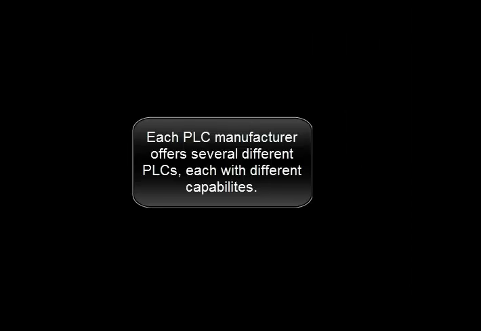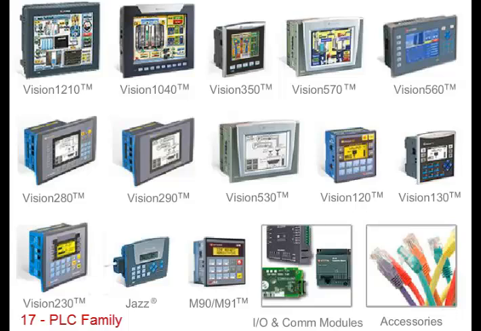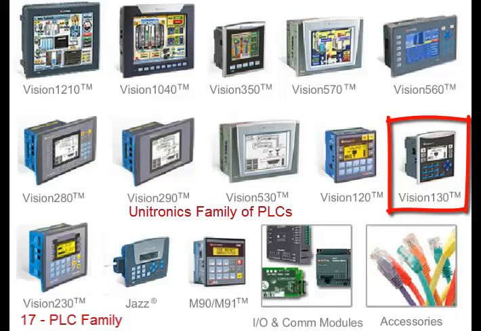Each PLC manufacturer offers several different PLCs, each with different capabilities. All the PLCs from one manufacturer is called a family. Here is the Unitronics family of PLCs. The Vision 130 is one of the family members. Unitronics PLCs come from Israel.